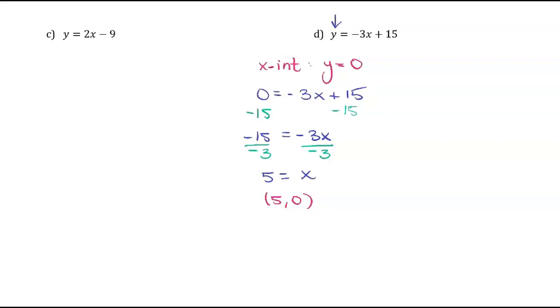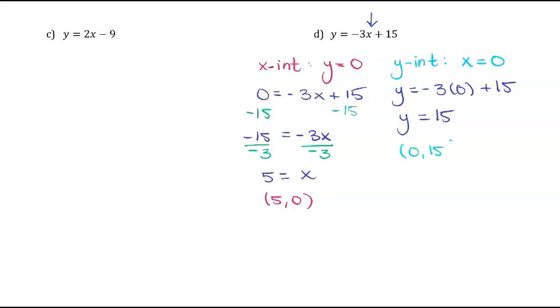Now we can find our y-intercept by setting x equal to 0. Substituting x equals 0 into our original equation, we have y is equal to negative 3 times 0 plus 15. Negative 3 times 0 is 0, so we have y is equal to 15. Now we know that we have a y-intercept at the point 0, 15, where x is 0 and y is 15. Let's go on to example 2, where we will use these intercepts to help us graph these linear equations.